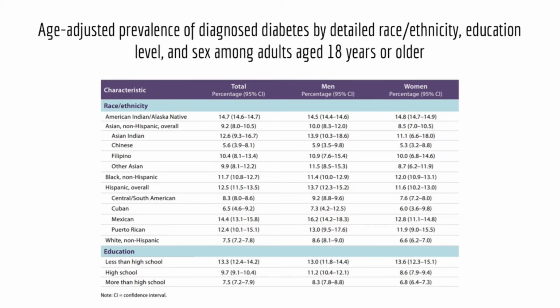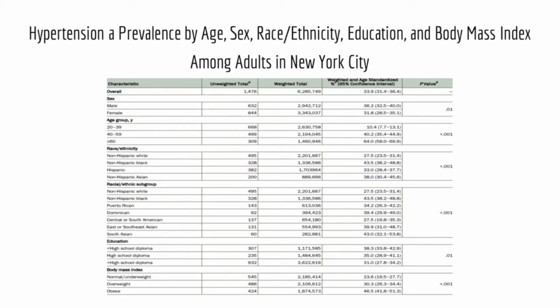Also, the level of education that people have gained plays a factor in the chance of being diagnosed with diabetes. For example, people who have a degree greater than a high school one have a 7.5% chance of being diagnosed with diabetes compared to those with less than a high school degree having a 13.3% chance. Hypertension also follows similar trends. For example, non-Hispanic white people had a much lower chance of getting hypertension compared to people of color. For example, black people.